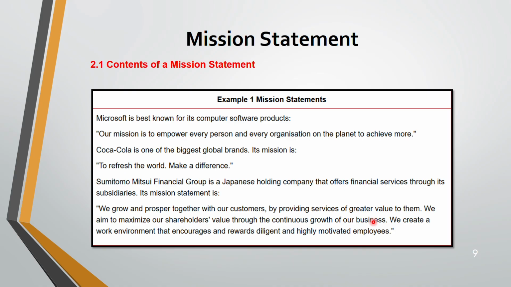You have to see all those objectives relating to customer and quality. You can work on cost. Okay. So we aim to maximize shareholders' value through continuous growth of our business. We create a work environment that encourages and rewards highly motivated employees. So now you need objectives focusing on employees also and customers also.